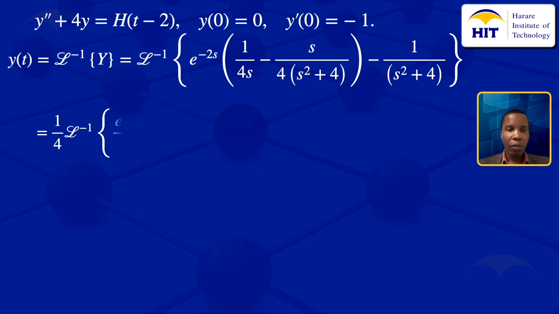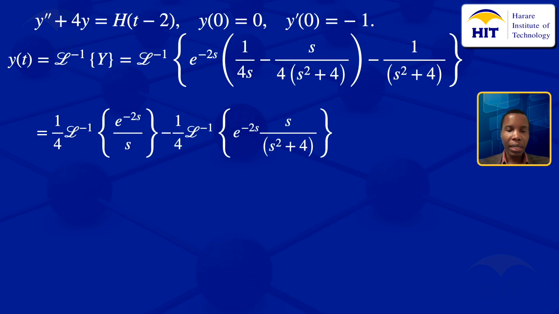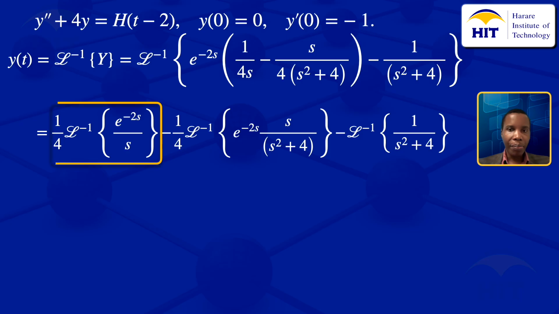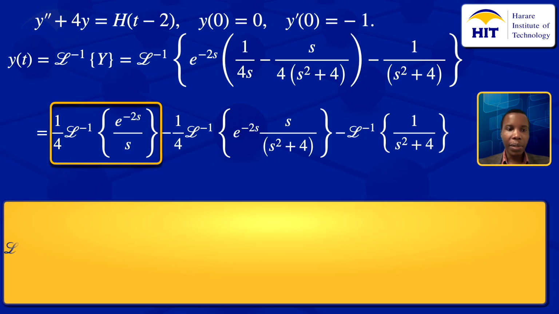So we'd have 1 over 4 multiplied by the inverse Laplace transform of exponent of minus 2s divided by s, and then minus 1 over 4 multiplied by the inverse Laplace transform of exponent of minus 2s multiplied by s divided by s squared plus 4, and then minus the inverse Laplace transform of 1 divided by s squared plus 4.